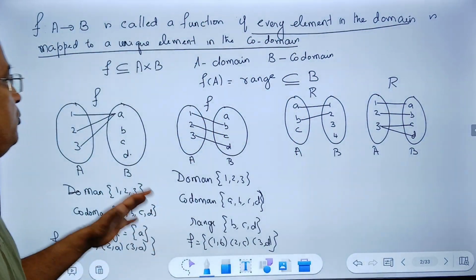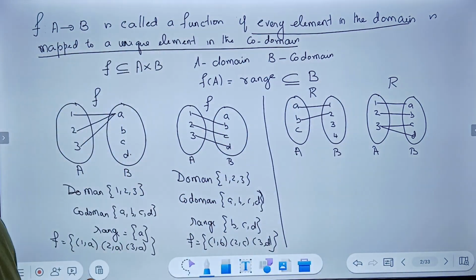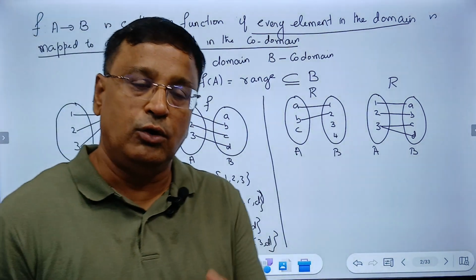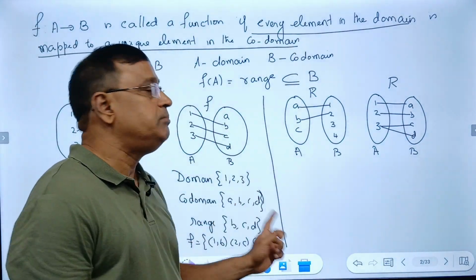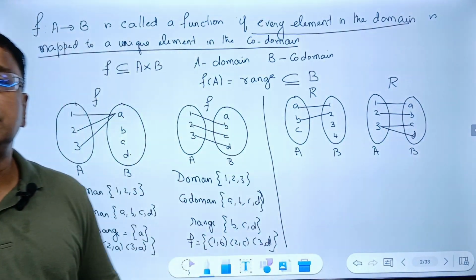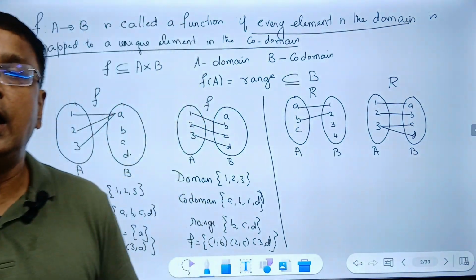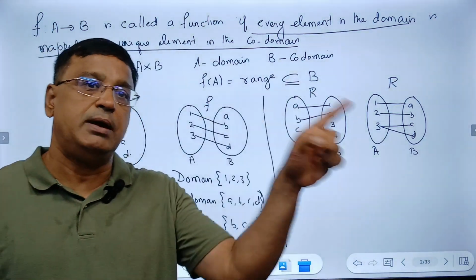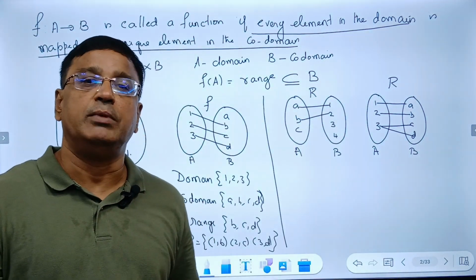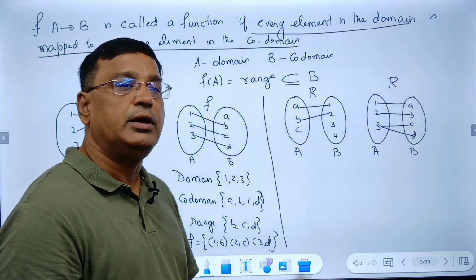Okay? So I hope you understand the difference between a function and a relation. I also feel that you must have understood when a relation becomes a function. A relation becomes a function if every element of the domain is mapped, and each and every element of the domain gets mapped to exactly one element in the codomain. Then you say it's a function. Otherwise, you just give a common name called relation.